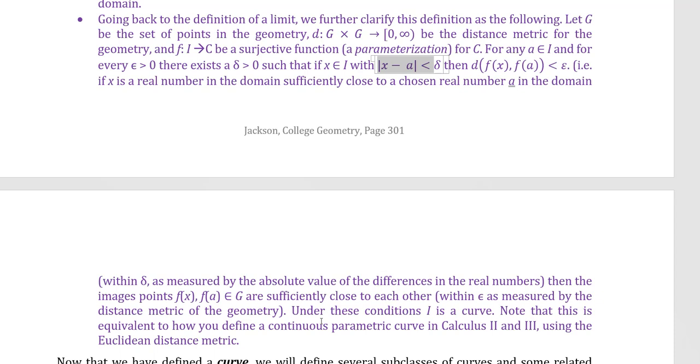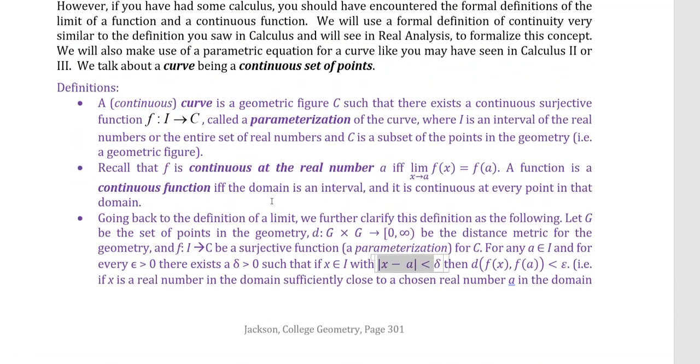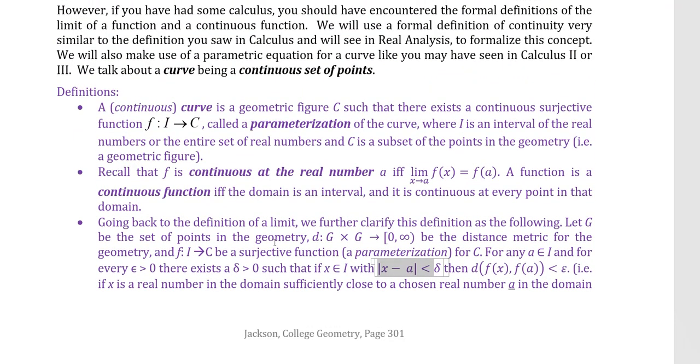And notice this is really just equivalent to how you define a continuous parametric curve in Calculus 2 and Calculus 3, but using the Euclidean distance metric. Now, I hope you've seen some of this idea of a delta epsilon definition of a limit in your Calculus 1 or 2 classes or Calculus 3. If not, you'll definitely see it in real analysis class. So this part of the course has very much of an analysis kind of feel to it.